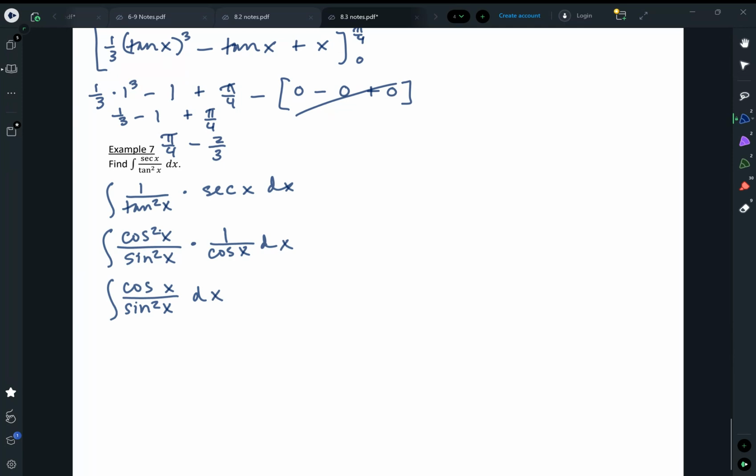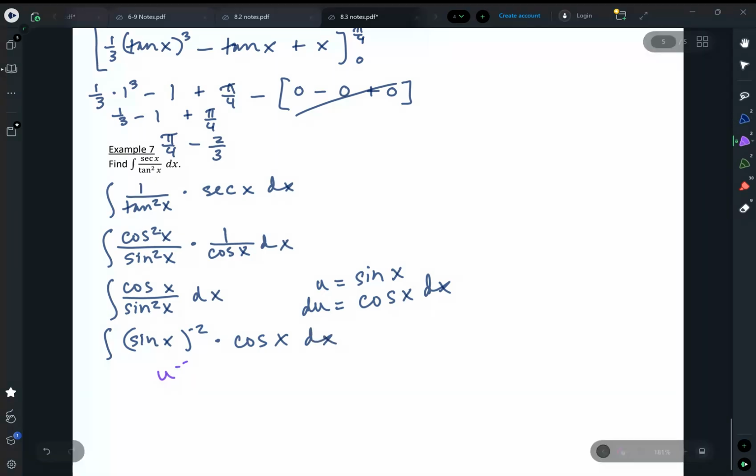So then if my u is sine x, because that's the more complicated one, that's the one that has the power, then my du would be cosine x dx. So now we're getting somewhere. So let's make this sine x to the negative 2 power times cosine x dx. Now basically what we've got is a u to the negative 2 power, and here's our du. So I would need to add 1 to my exponent. So this is going to be sine x to the negative 1 power, divided by a negative 1.